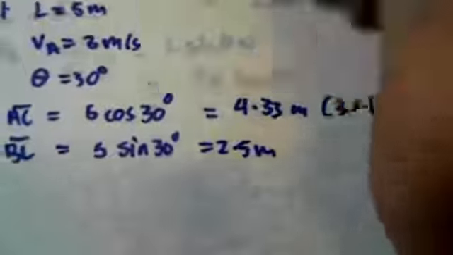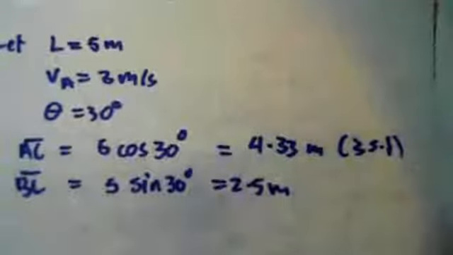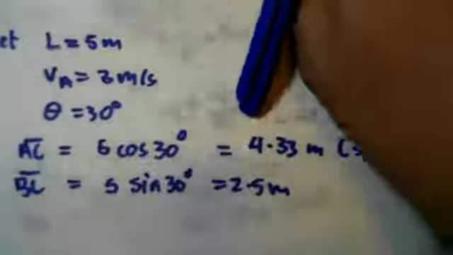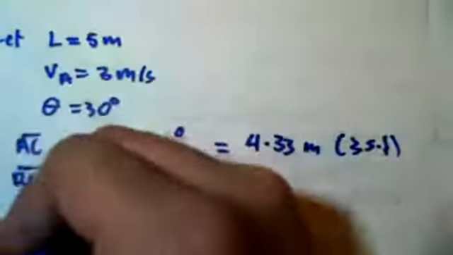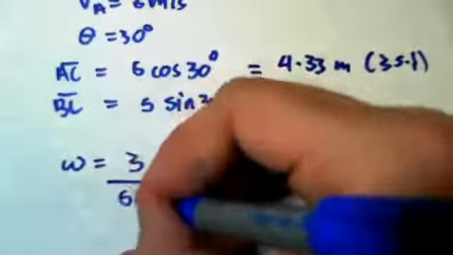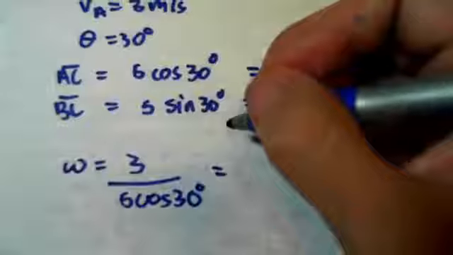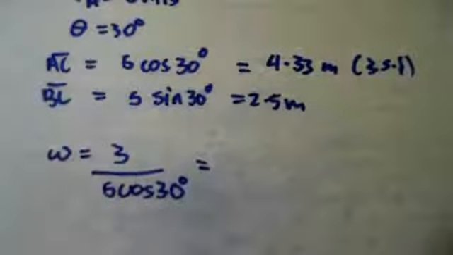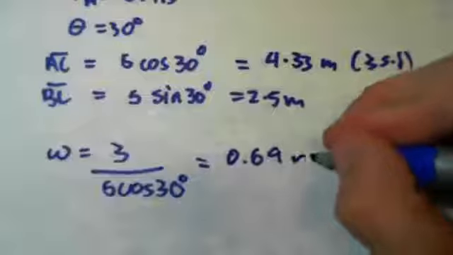Alright, so our equation for angular velocity was V of A on AC. And we know what our AC term is, we know what our V of A is. Our V of A was 3 meters a second, so our angular velocity omega is equal to 3 over 5 cosine 30 degrees, which is equal to 0.69 radians a second.